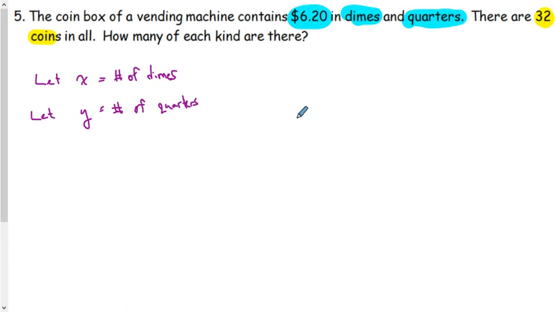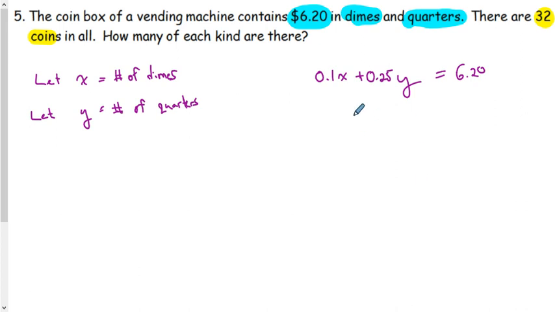Let's write that first equation. We know it's going to be $6.20. That's what it's going to work out to. Well, what are we going to do with our x and our y? Well, our x is worth 10 cents. So I'll go 0.1 times x. That's how much money I have in dimes. And my quarters are worth 0.25 times y. That's how much money I have in quarters. So my money in dimes plus my money in quarters is $6.20.